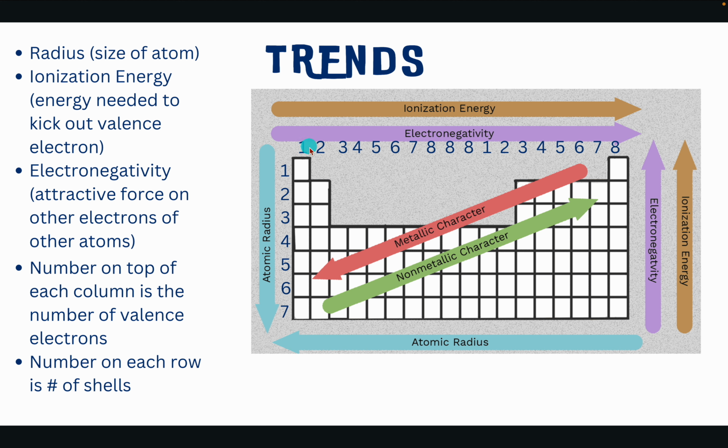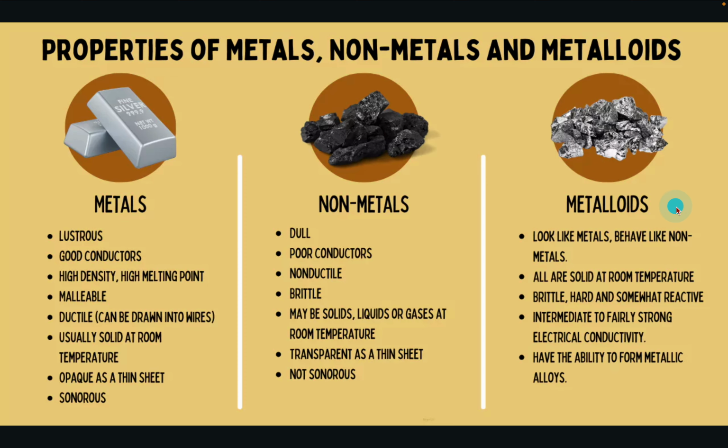Electronegativity is similar to ionization energy. It's the attractive force of other electrons on other atoms. So if there's one atom, it's going to attract another, and the electron is going to be attracted to another atom. Basically, the nucleus of that other atom is trying to attract the electron of the first atom. The further away that electron is, the easier it is to attract. That's why it follows ionization energy.